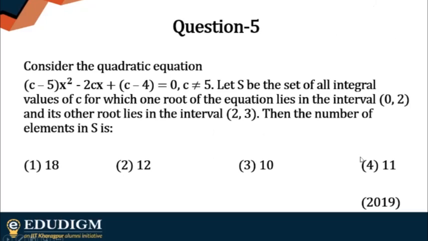Question 5. Here you have been provided with a quadratic equation, and S is the set of all integral values of C for which one of the roots will lie in (0, 2) and the other will lie in (2, 3). So you have to find the number of elements in S for all the possible integral values.